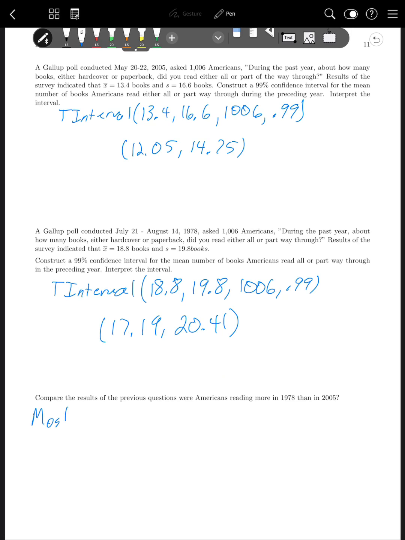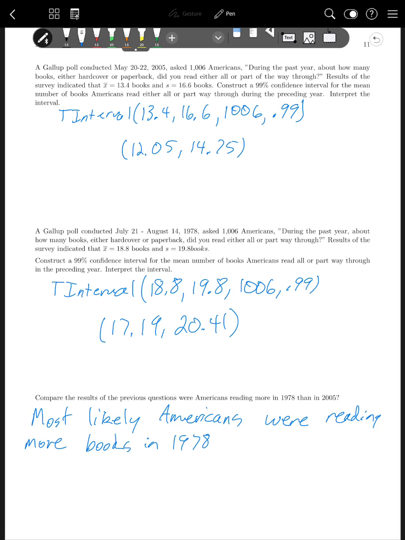Books read during the previous year. Yeah, so that's what we expect. So compare the results of the previous questions. Were Americans reading more in 1978 than in 2005? Well, do these overlap? And the answer is no. And in fact, the second interval is indeed bigger than the first interval.